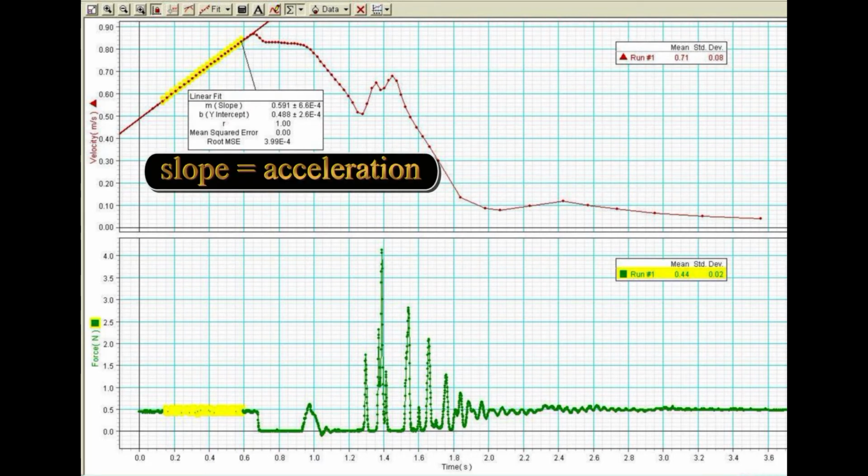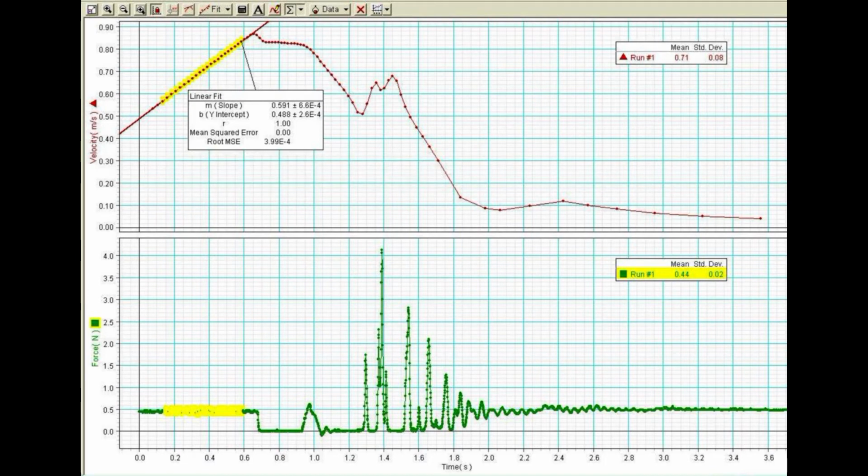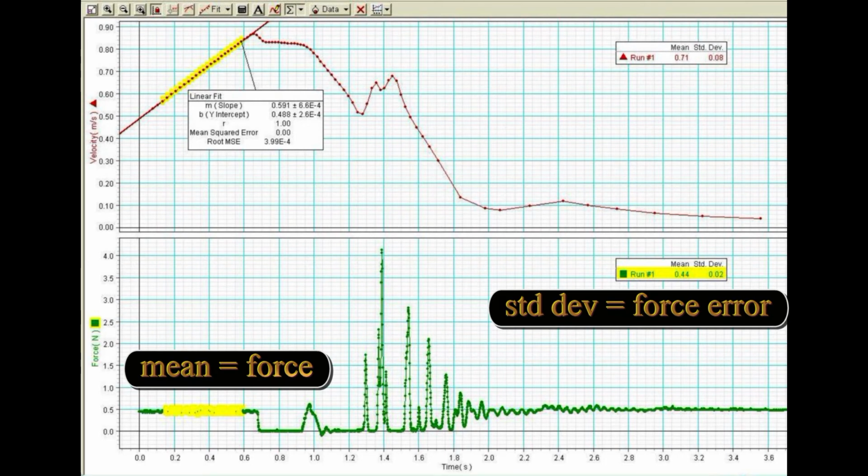The slope of velocity versus time, as you recall, is the acceleration. Record this acceleration and its error. The bottom graph is force versus time. Highlight the region of constant force as the weight accelerates the cart, and record the mean value of force and the standard deviation as the error in force. This error should be substantial.